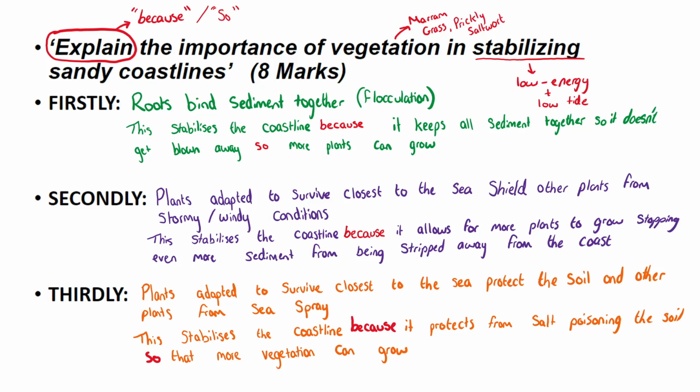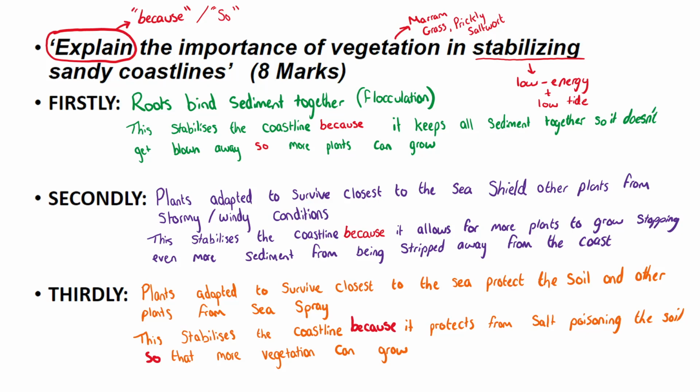It also says the importance of vegetation. So you might want to identify some of these in the introduction to get those higher marks. And then it also says about stabilising sandy coastlines. So you might want to also identify in your introduction that stabilising certain coastlines, such as that low energy and low tide coastline, because this is the only place where these plants can grow.